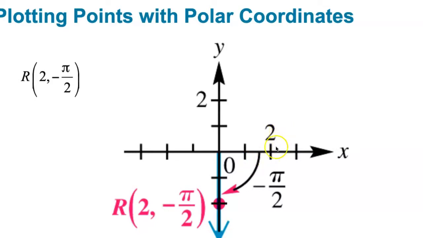Clockwise is represented by a negative theta value. So here we're going clockwise pi halves, so that would be a negative pi halves, and then we're going 2 circles down. And on an axis, it's not so important to see the arcs of the circles. We just go 2 notches down, and that's the point 2 comma negative pi halves.